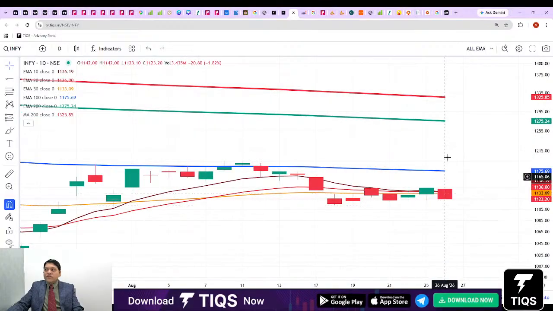Again, this is a chart of Infosys. Trend is down, structure is down, momentum is down. All the three are down. The verdict is it is not supporting Nifty.